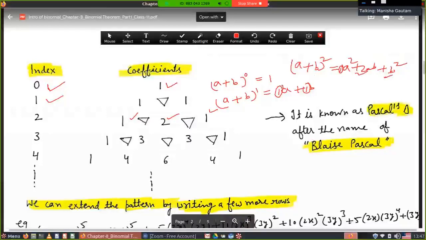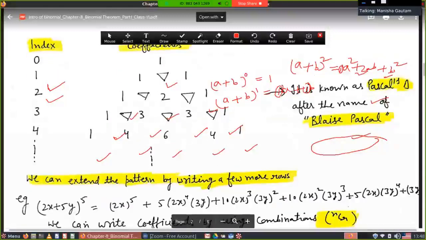You know, in the previous sheet it is written: first term coefficient 1, second term coefficient 3, third term coefficient 3, fourth term coefficient 1. In the power (a + b) to the power 4, it is 1, 4, 6, 4 and 1. It is known as Pascal's triangle, after the name of Blaise Pascal. This is a mathematician's name. On the basis of this name, the pattern is known as the Pascal triangle pattern.